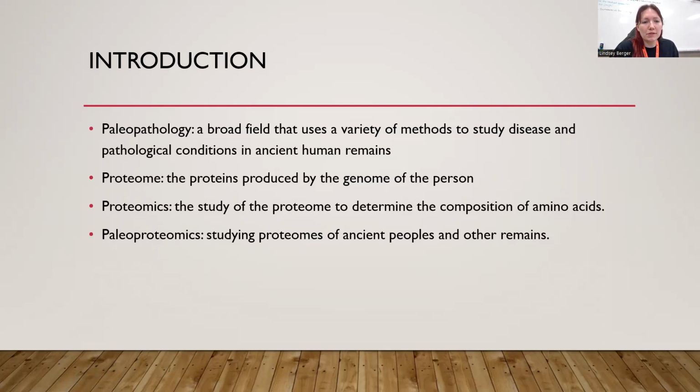Then we have the proteome, which is the proteins that are produced by the genome of the person. That genome encodes what protein should be produced. And then we have proteomics, which is the study of that proteome to determine the composition of the amino acids, because of course proteins are made out of amino acids. By knowing which ones are there, we can figure out what proteins are there. And then paleoproteomics is a term I've seen in several papers I read. It's basically the application of the study of the proteomes and how they relate to ancient peoples.